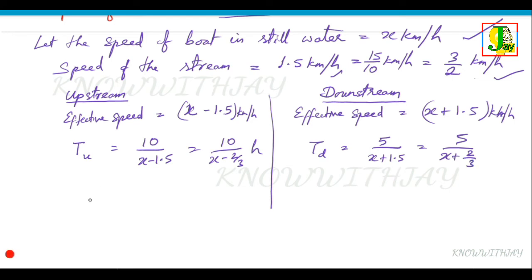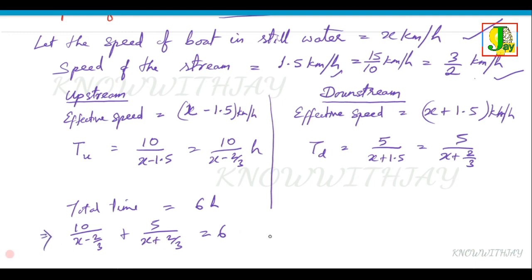So the total time taken is 6 hours. That means if we add those two times, 10 by x minus 2/3 plus 5 by x plus 2/3 is equal to 6. So this is our expression. We need to convert this into a quadratic equation.